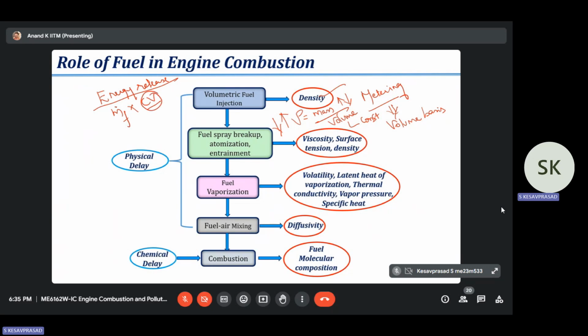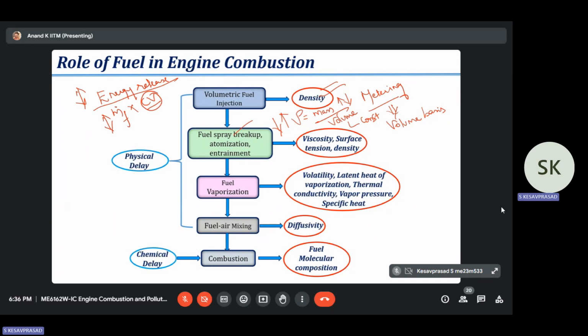The calorific value is constant; it's a property of the fuel. What is the variable here? m dot f is variable. So based on density variation, the mass that goes into the engine cylinder is going to be different. Accordingly, the energy release is going to be different for a constant heating value. So due to volumetric metering in our injection system, density plays a role here. And we prefer to have a high density fuel because it results in higher energy release compared to a low density fuel.